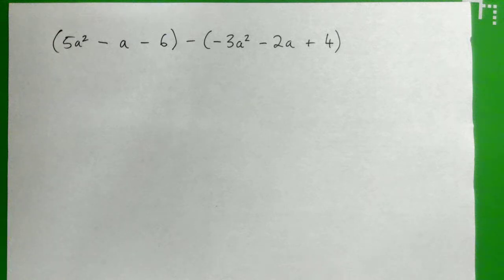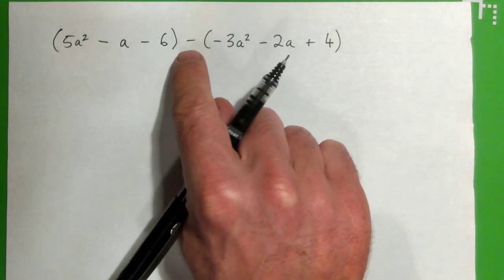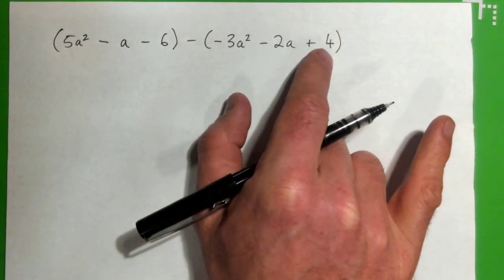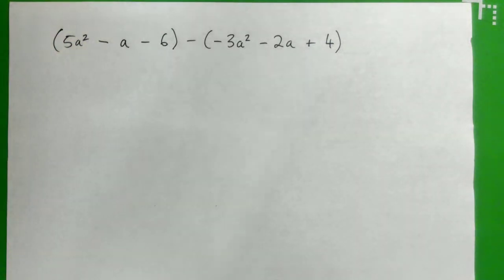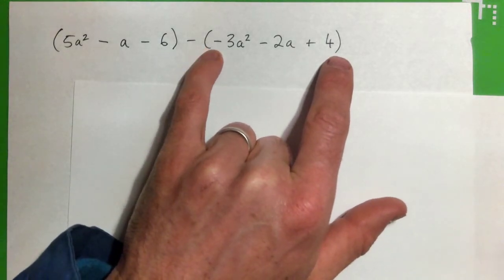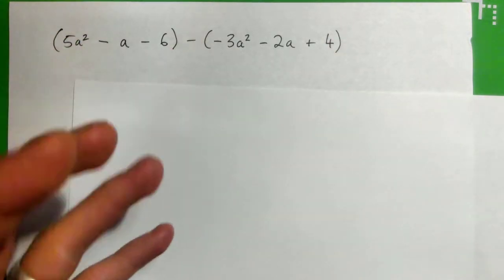All right, so we got 5a squared minus a minus 6 in parentheses, and then subtract in parentheses we have negative 3a squared minus 2a plus 4. The basic concept here is going to be what happens when you subtract a group of things inside a parenthesis.